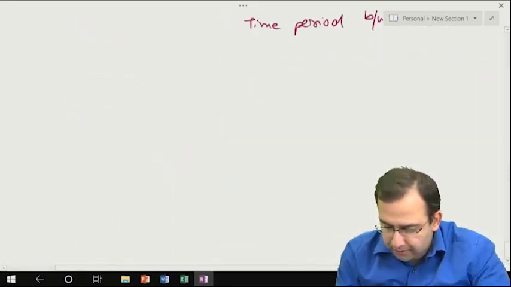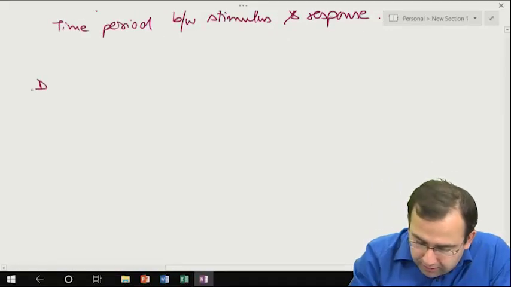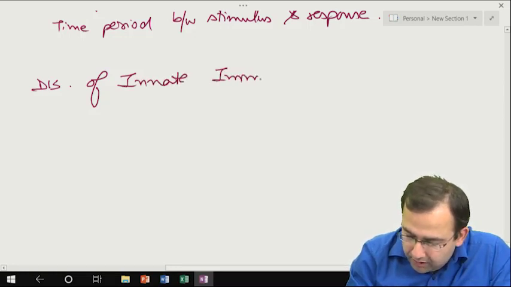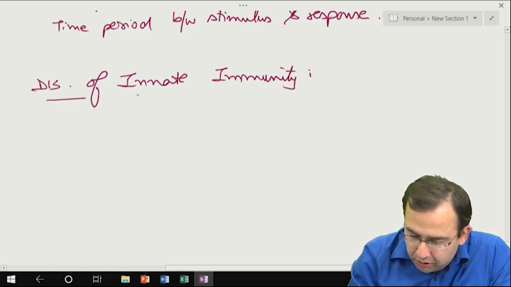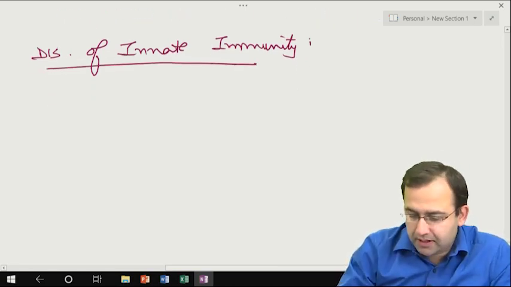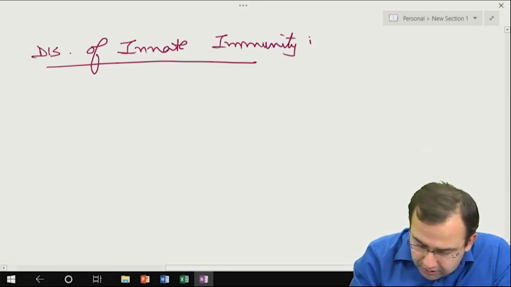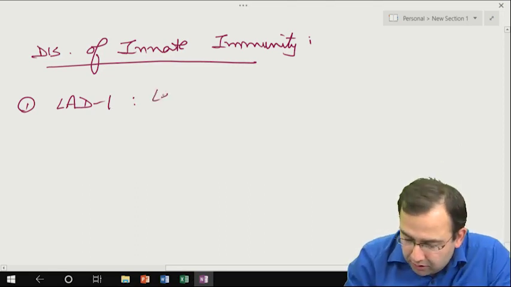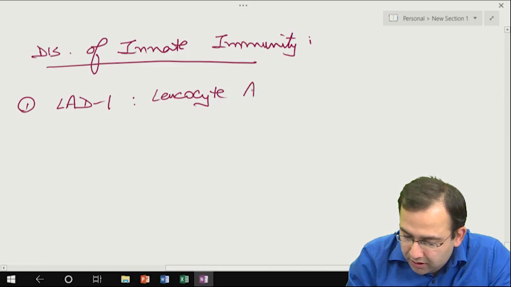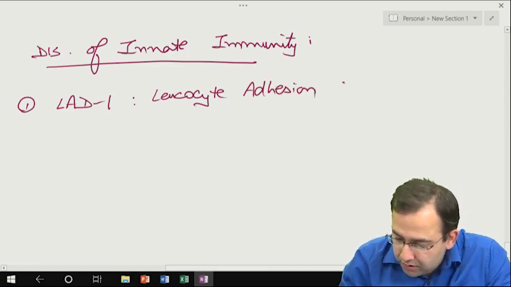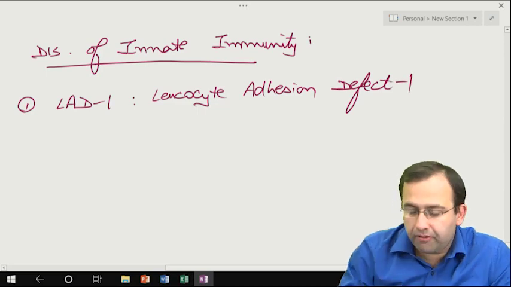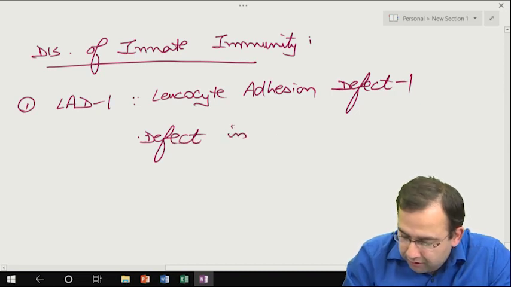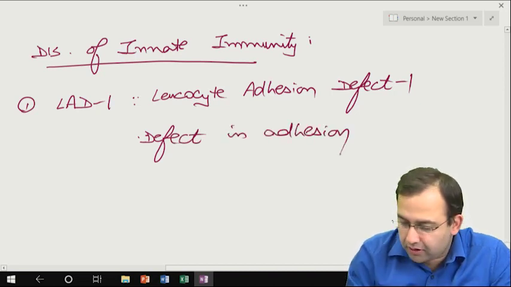So this gets us to the diseases of innate immunity. We will study inflammation and immunity together. It is always easier that way. Starting with the first disease of innate immunity, that is LAD1, which stands for leukocyte adhesion defect 1, which is a defect in adhesion.